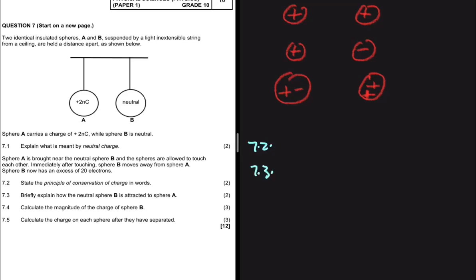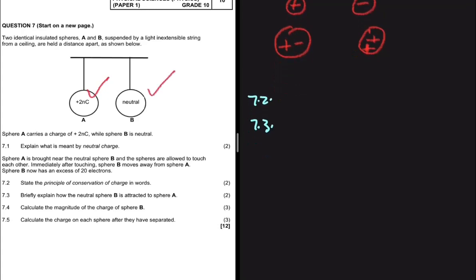The interesting question, 7.3: Briefly explain how the neutral sphere B is attracted to sphere A. So there we have the answer to the question I had posed earlier. A neutral charge and a positive charge will attract. But now we're supposed to explain why that is the case. Sphere A is positive. Sphere B is neutral.